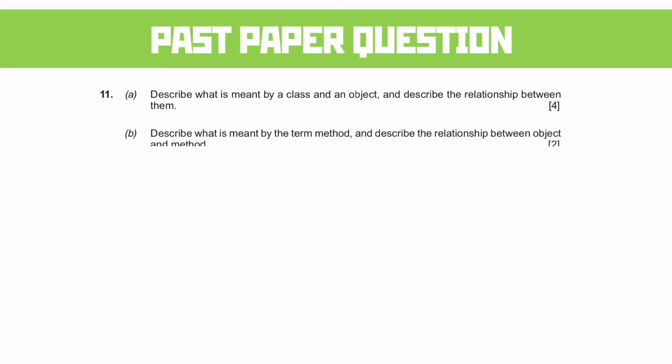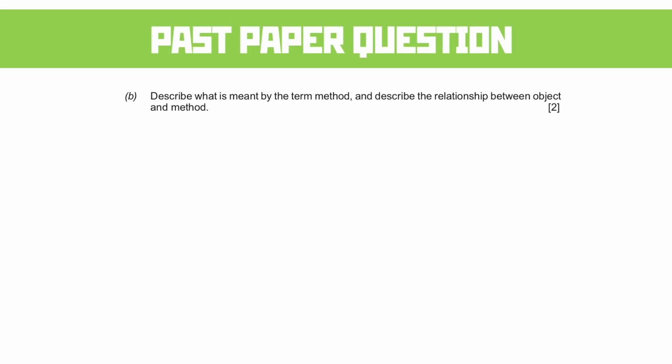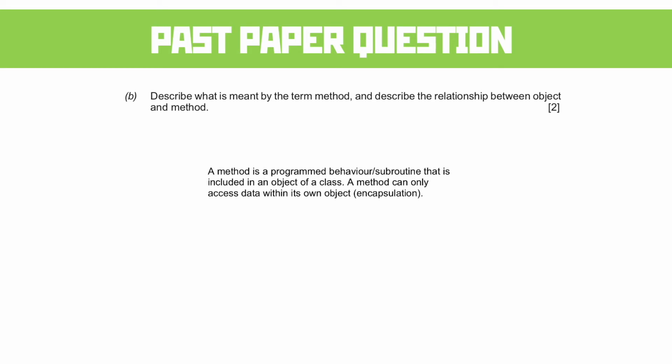Part B, describe what is meant by the term method and describe the relationship between the object and the method. Well, a method is a programmed behavior that is included in the object of a class. A method can only access data within its own object, and that's the idea of encapsulation. And so you remember from the summary that the point of encapsulation is that if we want to change the properties of a particular object, we have to go through a bunch of code to do that.